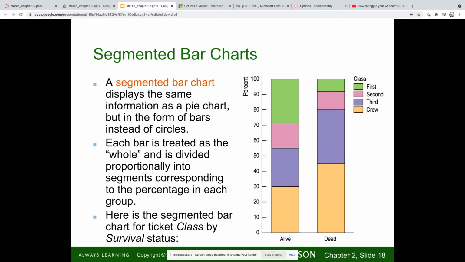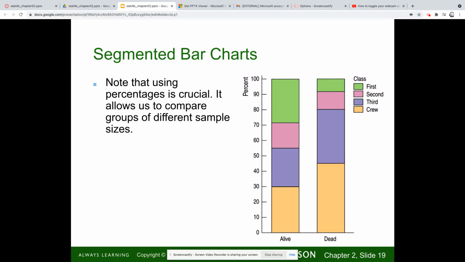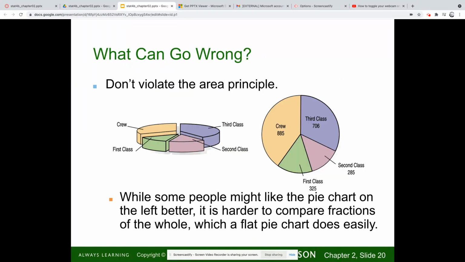So you could see that instantly in the photo, in the picture, right? What were the 3 rules? Make a picture, make a picture, and what was the last one? Make a picture. So note that using percentages is crucial. It allows us to compare groups of different sample sizes. All right? So don't violate the area principle.